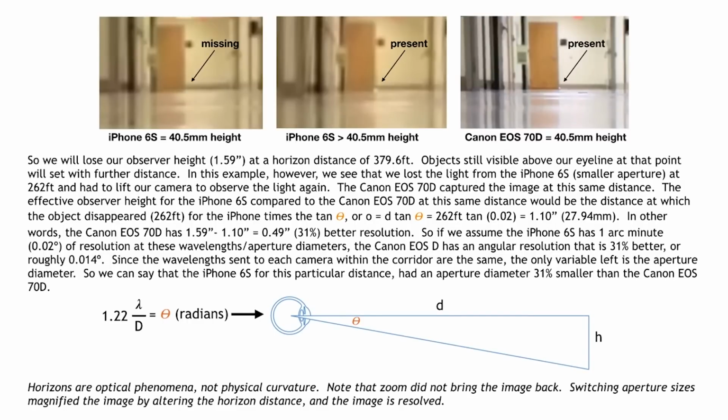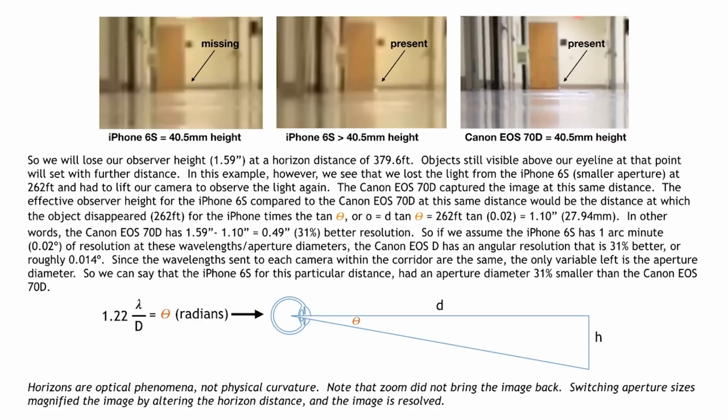So in the top, just recalling from the video, we had our iPhone 6s at a 40.5 millimeter height with the light missing. We raised the iPhone 6s above the 40.5 millimeter height to then visualize the light. And we also showed that the Canon EOS 70D was showing the light the whole way at 40.5 millimeters. So we will lose our observer height of 1.59 inches at a horizon distance of 379.6 feet, which is what we just calculated. So objects still visible above our eye line at that point will set with further distance.